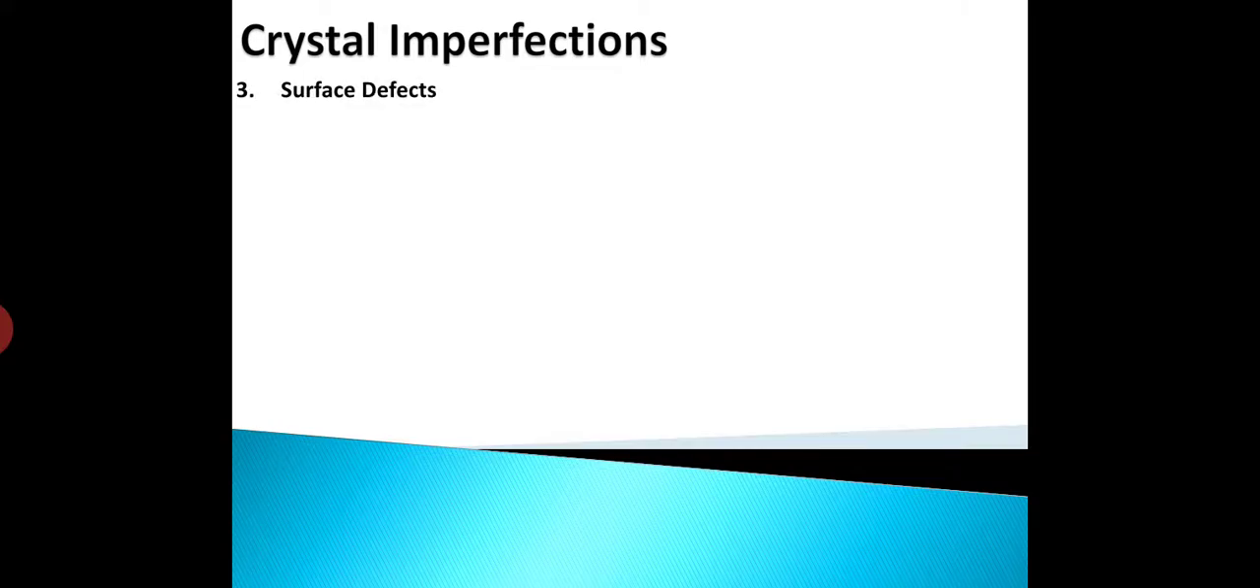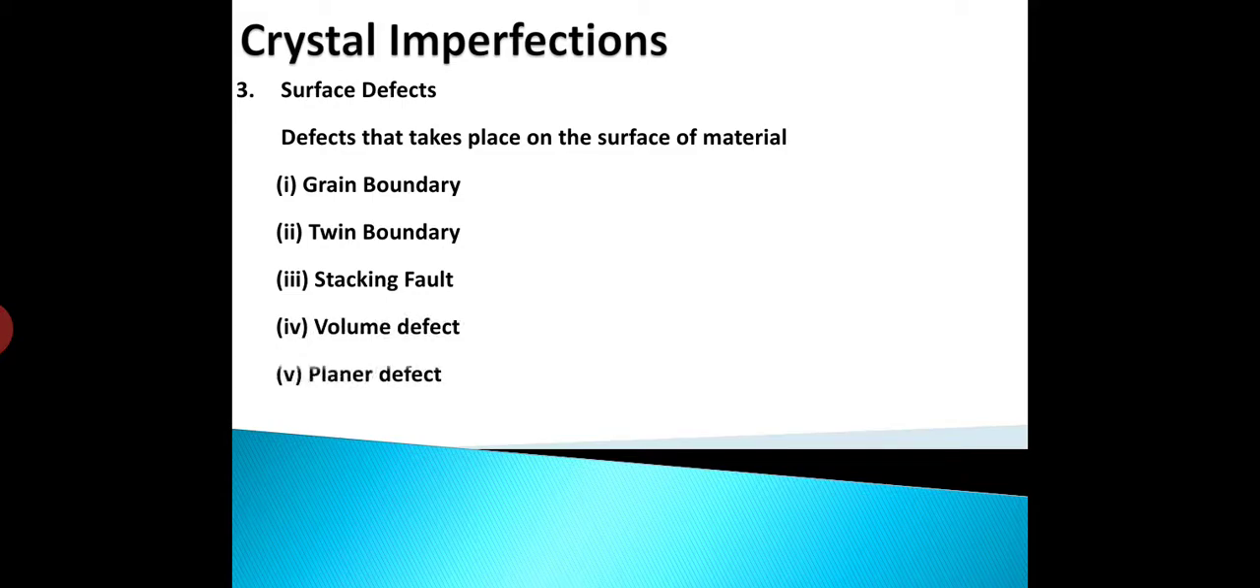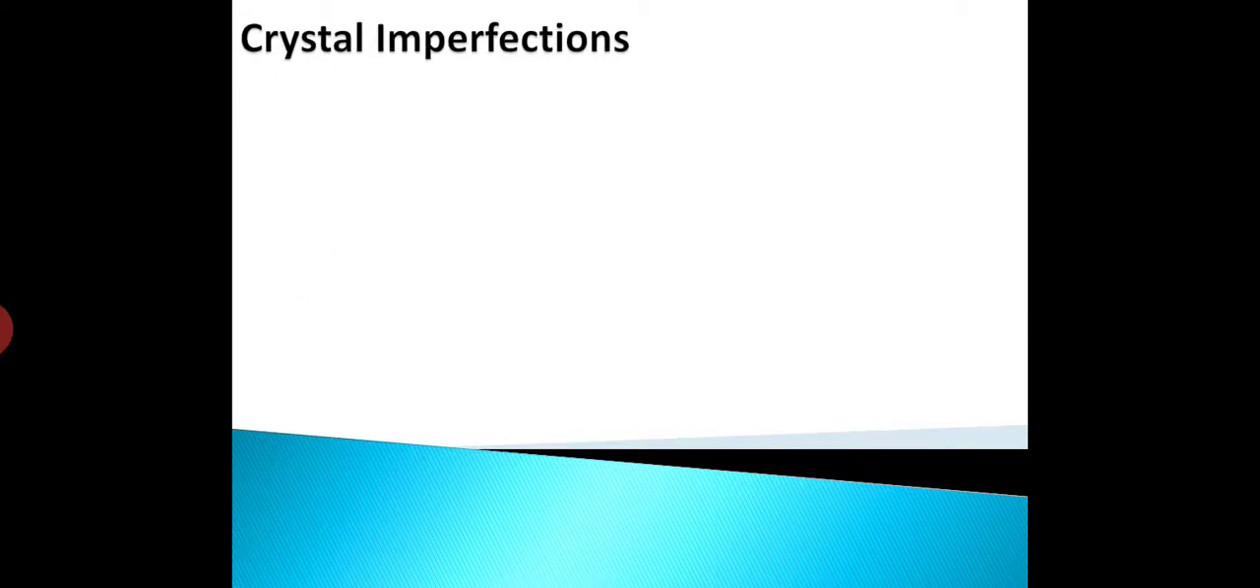Then the third type of crystal defect is a surface defect. This defect takes place on the surface of the material. It also has some types such as grain boundary, twin boundary, stacking fault, volume defect, planar defect, and low angle boundary defects. We will see them again one by one.